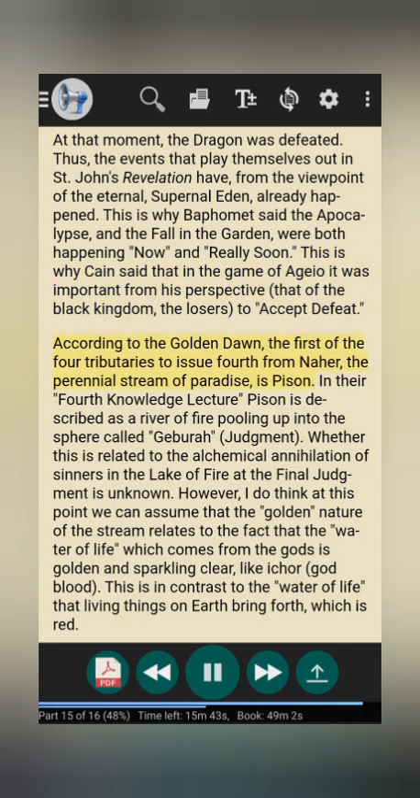According to the Golden Dawn, the first of the 4 tributaries to issue forth from Neher, the perennial stream of paradise, is Pison. In their 4th knowledge lecture, Pison is described as a river of fire pooling up into the sphere called Geburah, judgment. Whether this is related to the alchemical annihilation of sinners in the lake of fire at the final judgment is unknown. However, I do think at this point we can assume that the golden nature of the stream relates to the fact that the water of life which comes from the gods is golden and sparkling clear like ichor, god blood. This is in contrast to the water of life that living things on earth bring forth, which is red.